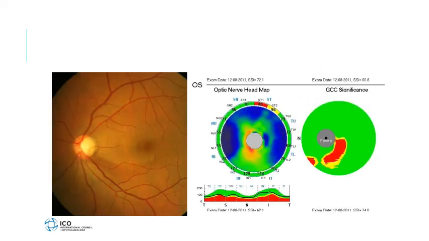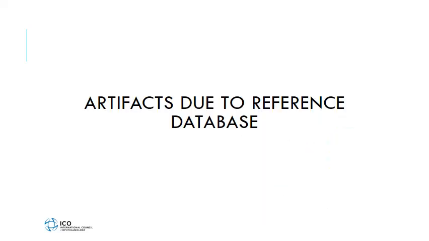Another example of a glaucomatous eye showing an inferior nerve fiber layer defect and an inferior neuroretinal rim thinning. However, the optic nerve head map shows normal RNFL in the corresponding inferior region. The GCC map, however, shows an inferior area of GCC thinning corresponding with the abnormality seen on the photograph. Artifacts are more common on the reference database classifications.